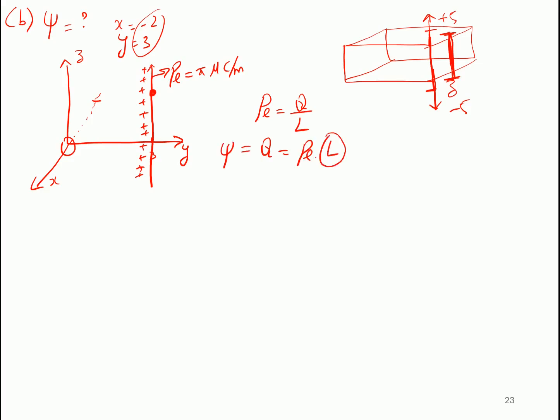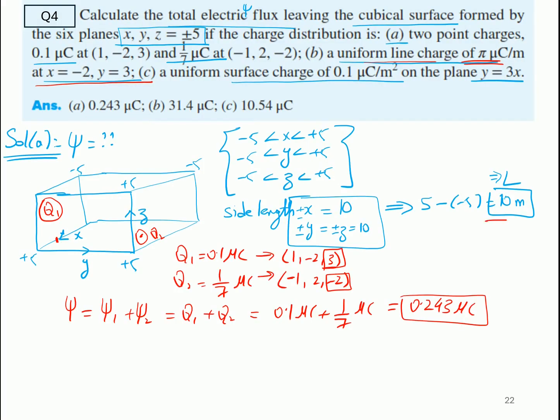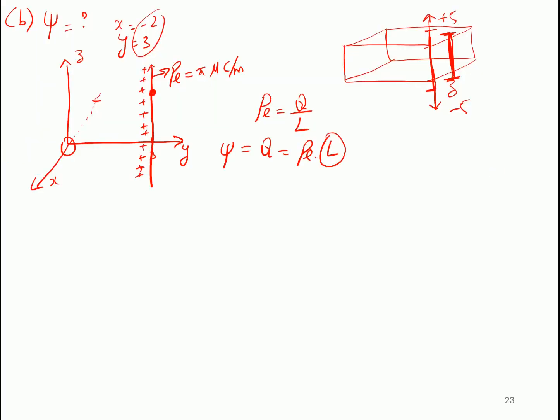Now this L is basically the side length of the cube, which we found over here, which is 10 meters for any case of x, y, and z. This is along z, so it is going to be 10. So my equation is pi micro multiplied by 10 meters, and it comes out to be 31.4 microcoulomb. So this is the electric flux for the line charge distribution, keeping in mind that the length is basically the cube side length.